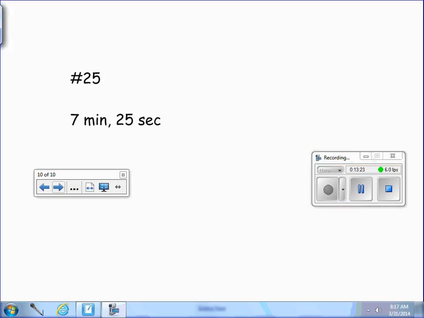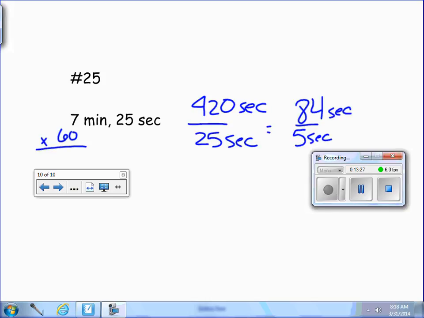Final one, number 25, 7 minutes to 25 seconds. In our final example, we changed them to a similar unit of seconds. 7 minutes is the same as 420 seconds over 25, and then we simplify it. 84 seconds is to 5 seconds.